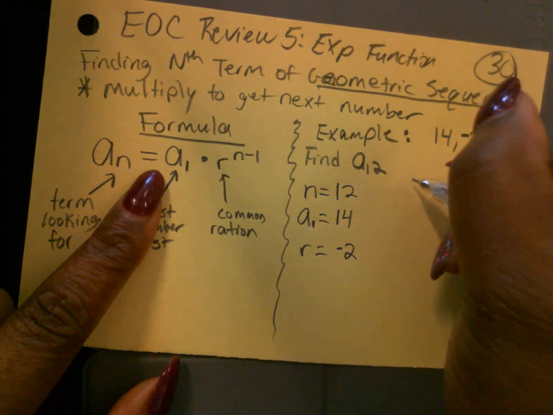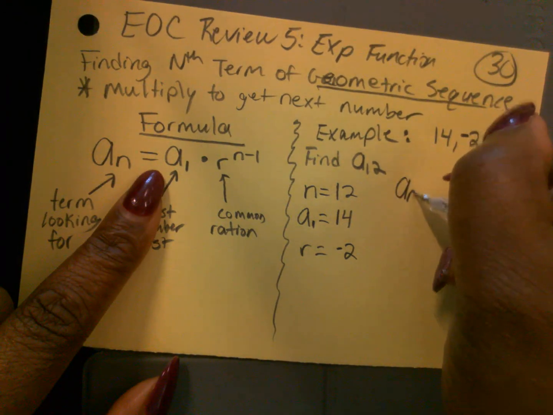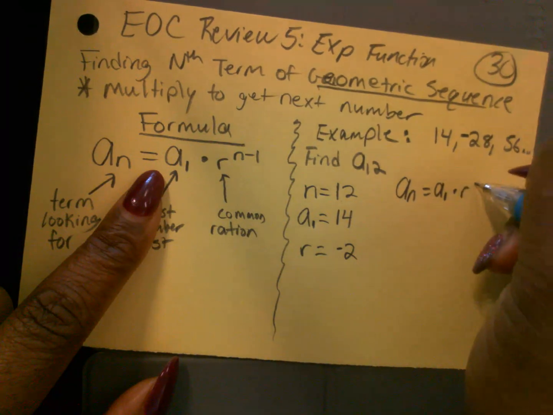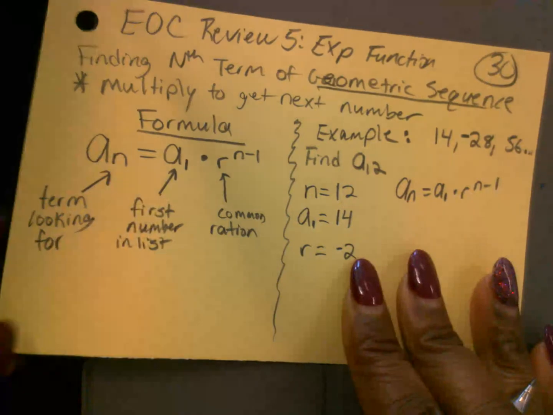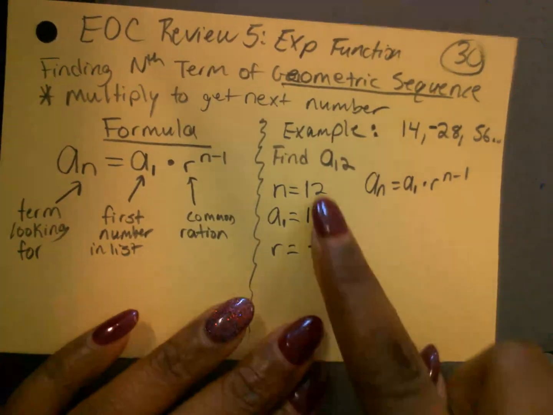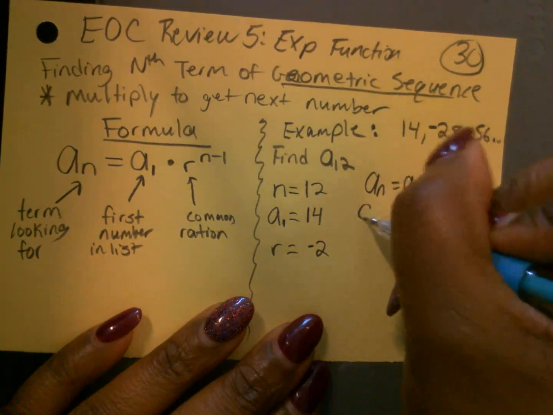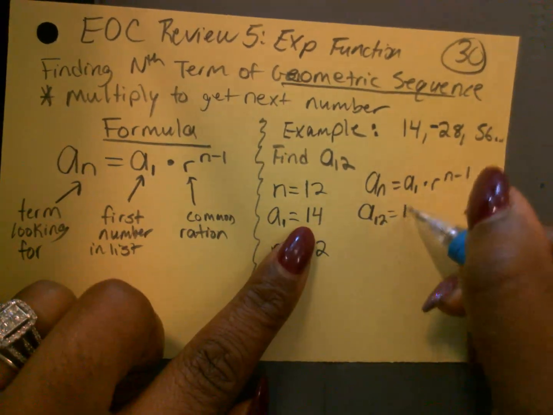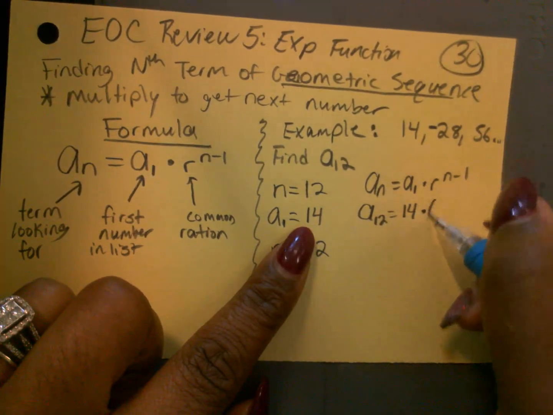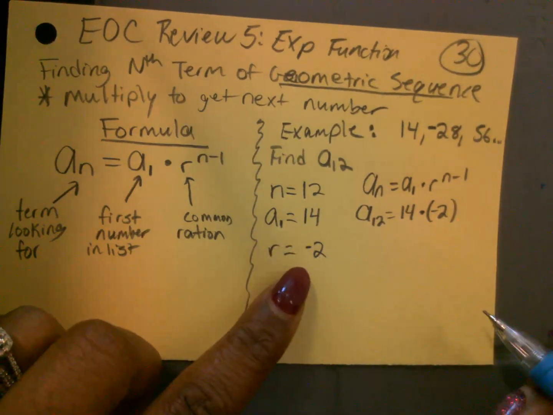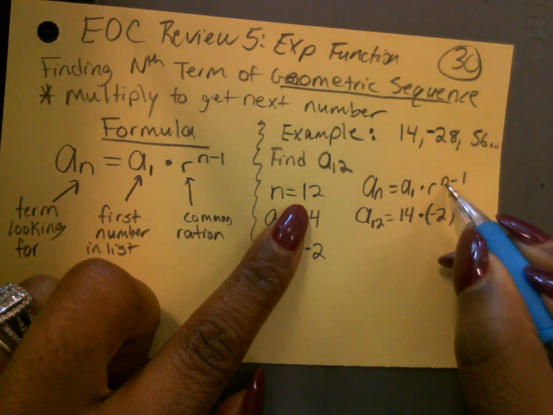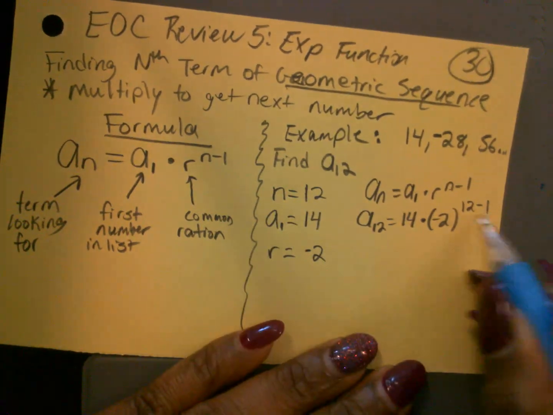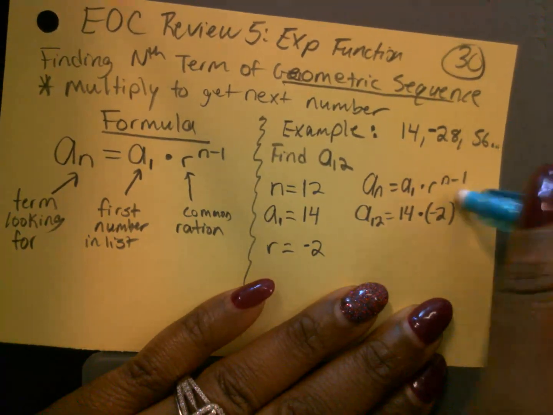Rewrite the formula. So you're looking for the 12th number. The first number is 14 times -2. And we're looking for 12. What's 12 minus 1? 11. So we're going to replace 12 minus 1 with 11.